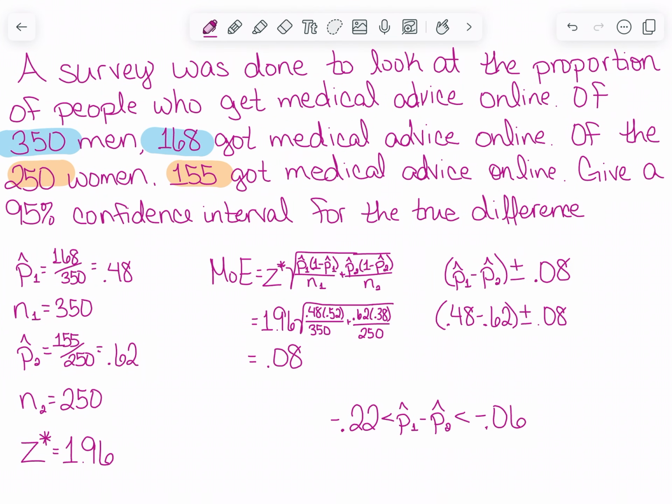Plugging in our values for p1 hat and p2 hat, and then simplifying, we get negative 0.22 and negative 0.06. The fact that both of these are negative tells us the second group is actually higher. More women are seeking medical advice online. And we can see that about 6% to 22% more women are seeking medical advice online.